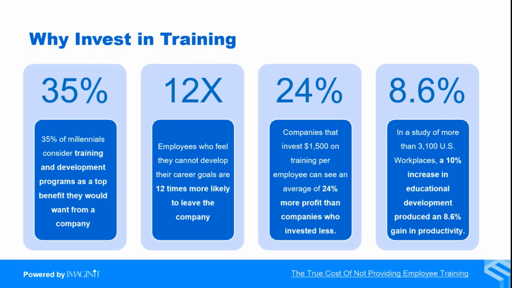Also, companies that invest $1,500 on training can see an average of 24% more profit than companies who invested less. And then in a study of more than 3,100 U.S. workplaces, a 10% increase in educational development produced an 8.6% gain in productivity, right? So we're seeing some small amount of investment gaining the ability to gain more results. And this is information that you should share with other people. It's a really interesting field of study in terms of the impact of training for companies.